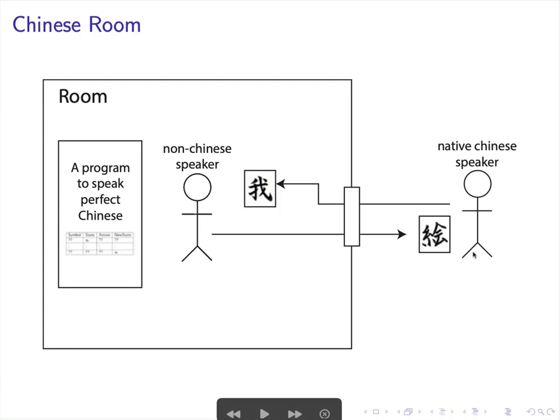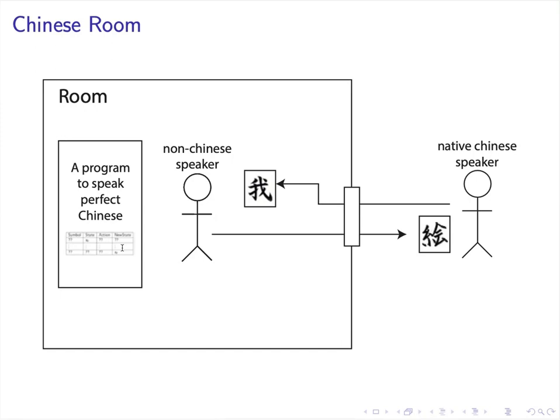The idea behind the Chinese room is by John Searle, who's a philosopher. Let's say that we have a room, this big square here. And there is a non-Chinese speaker inside this room, a person. This person doesn't know anything at all about Chinese. But then he has a program, like a Turing machine.